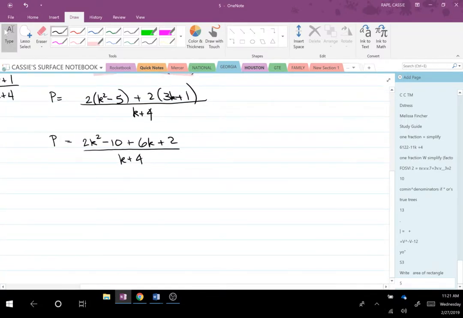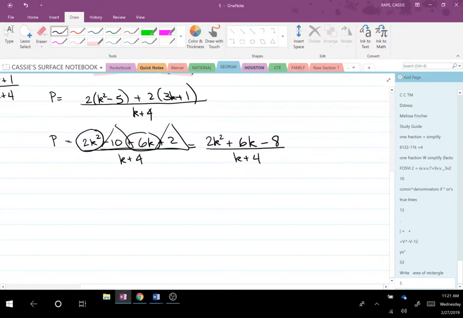Now I'm just going to look for like terms in the numerator. 2k squared, there isn't anything like it. There is a plus 6k, nothing like it. And there's negative 10 and positive 2. Combined, that gives you a negative 8 over k plus 4.